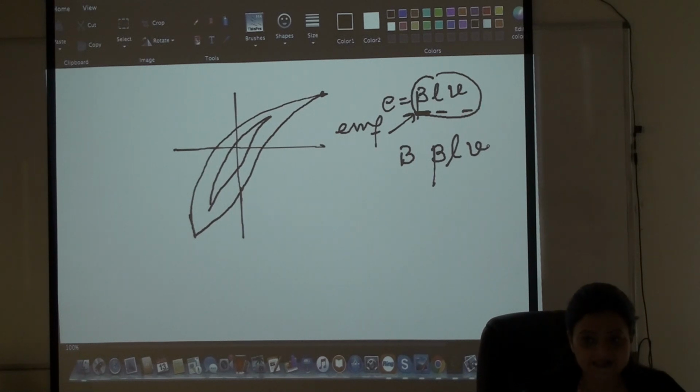V is how fast the electrons are moving. L, how long the conductor is. B, what is the magnetic strength of that magnet. All three factors decide how much voltage will be created.